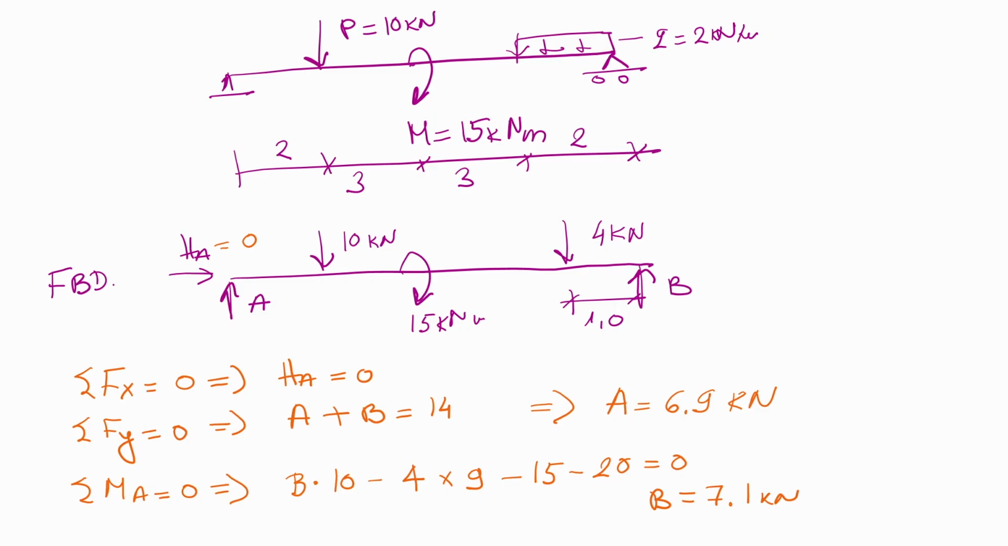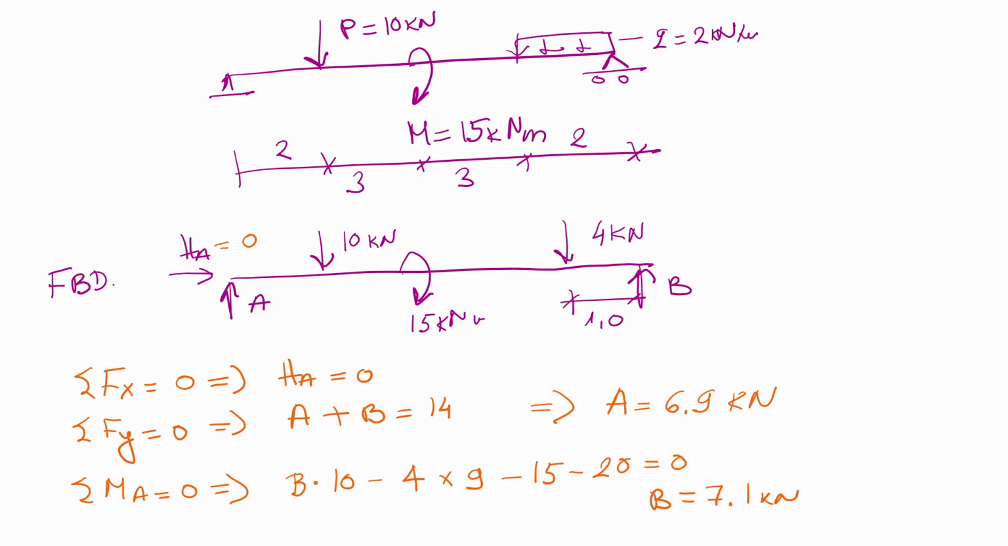free body diagram. So we have at pin support Ax and Ay, at roller we have B, then we have the 10 kilonewton force, the 15 kilonewton meter moment, and from the distributed load we will have a point force which will be 2 times 2, and in this case that is 4 kilonewton. Next step, we are writing equations of equilibrium. So sum of forces in x direction is equal to 0. You have Ax equal to 0.